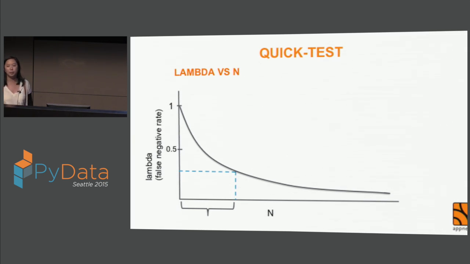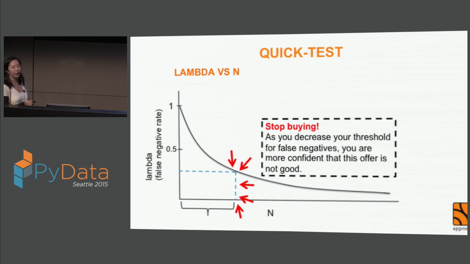So what you end up doing is you pick some kind of low false negative rate, and then you can solve this equation for n. And then you stop buying there.